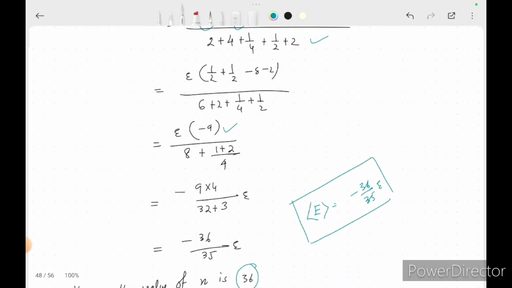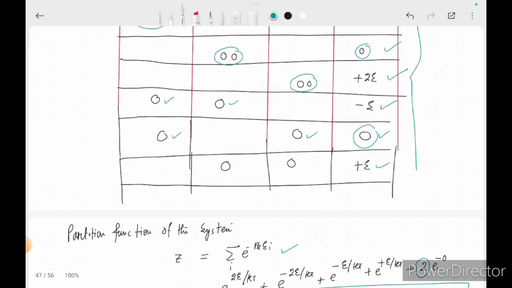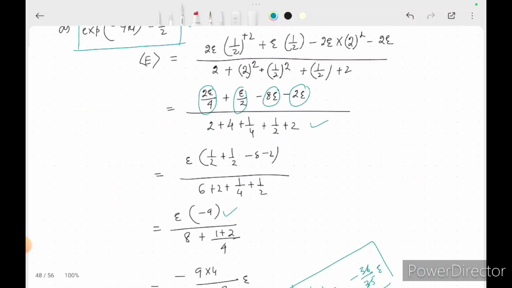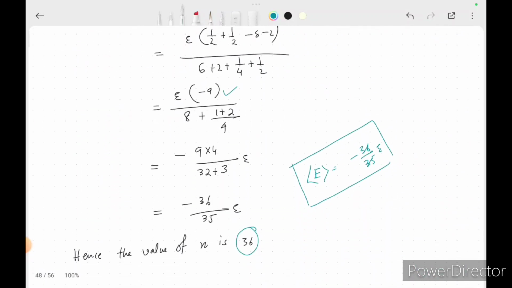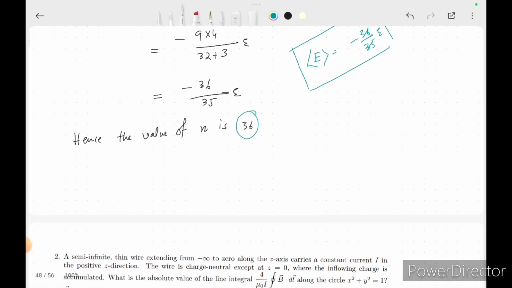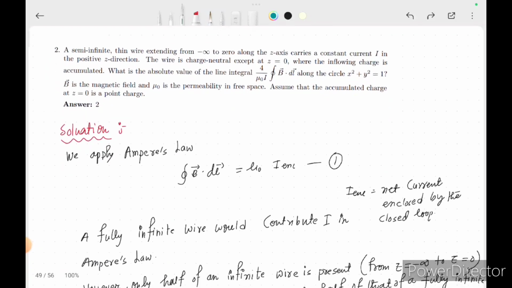Average energy is minus 36 upon 35 epsilon. So this is a very easy problem. You just focus on the steps, right? How can I calculate and how can I deal with each and every problem here? Okay, this is question number 36, the first question. Next we go to question number 2.